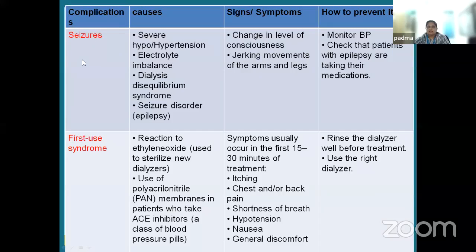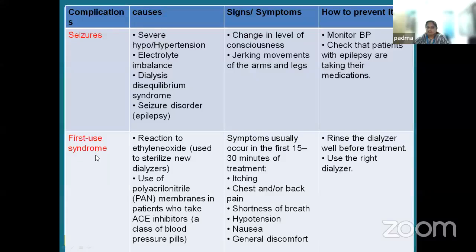Seizures. The main causes of seizures in dialysis complications are severe hypo or hypertension, electrolyte imbalances, dialysis disequilibrium syndrome, and seizure disorder or epilepsy. And the symptoms are a change in level of consciousness and jerking movements of the arms and legs. The management is to monitor BP regularly and check whether patients with epilepsy are taking their epilepsy medication or not.